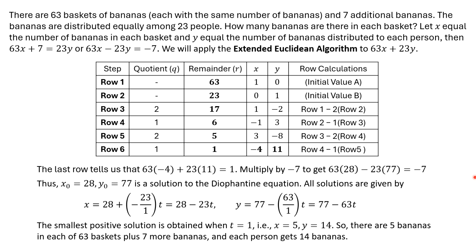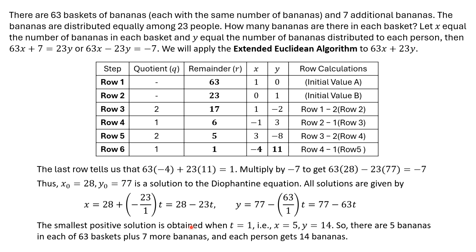And that turns out to be the smallest positive solution. So if we take 5 bananas in each of the 63 baskets plus 7 more, each person gets 14 bananas. Okay, so the problem didn't ask for the minimum solution. So I guess technically we could say the problem is not completely specified, because we could have gone with 28 and 70, t equals 0, getting the solution of 28 and 77, and that would be a lot larger number of bananas, but it would still work.